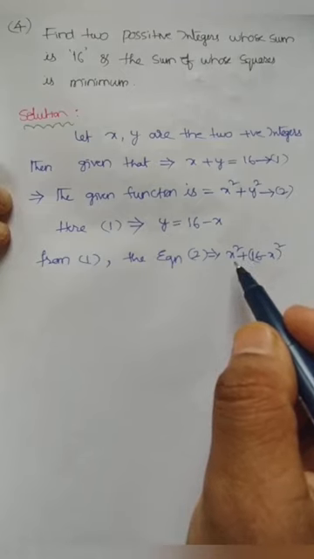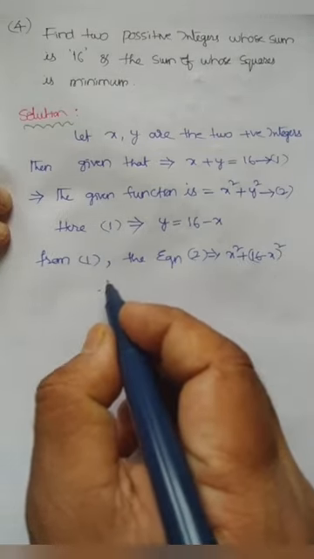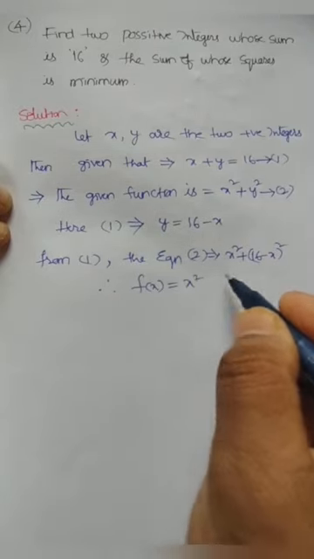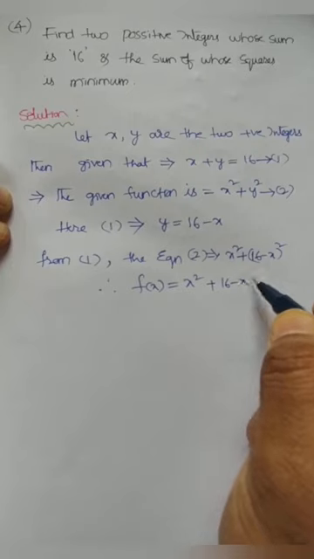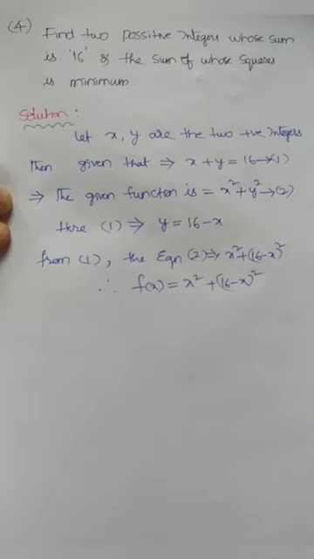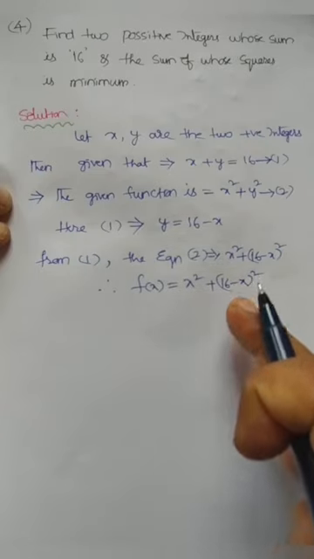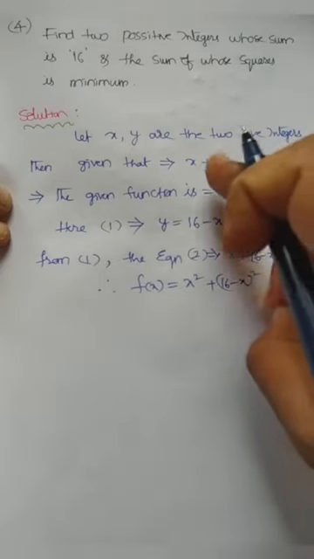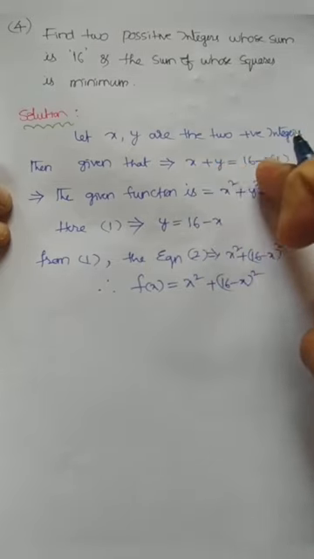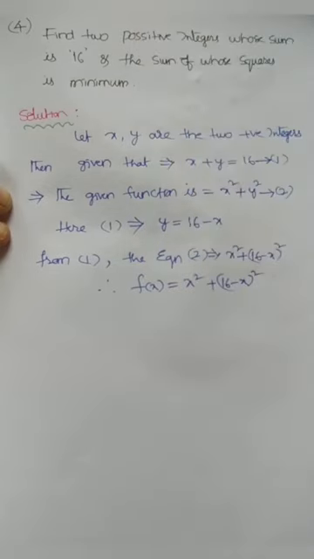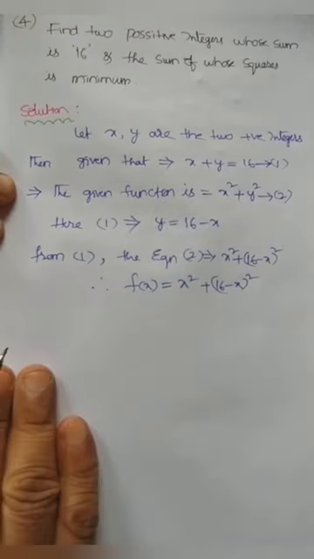So now the function is totally in terms of x. Therefore f of x is equal to what you had given? x square plus 16 minus x whole square. This is the function he had given, in which case, if this function is minimum, while the sum of these two positive integers is 16, we have to find the two positive integers. For that, we will use the second derivative.